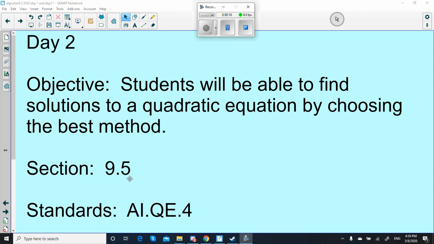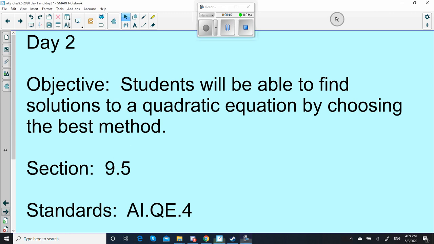Section 9.5, and we're going to be kind of reviewing the quadratic equation, but we're also going to be looking at quadratics and deciding what is the best method to find the solutions. Because you won't always use the quadratic formula. You won't always use square root. I will never graph, not unless I'm absolutely made to. I will factor whenever possible. So I'll be checking every single one to see if it factors.